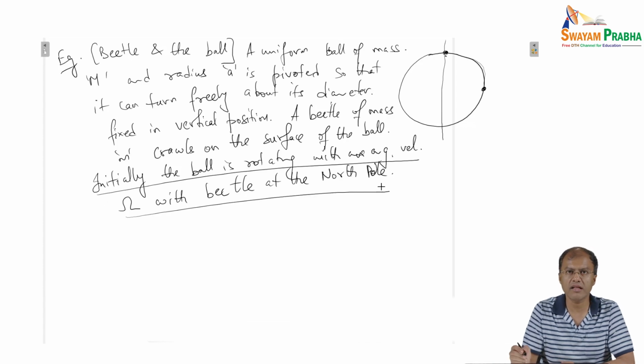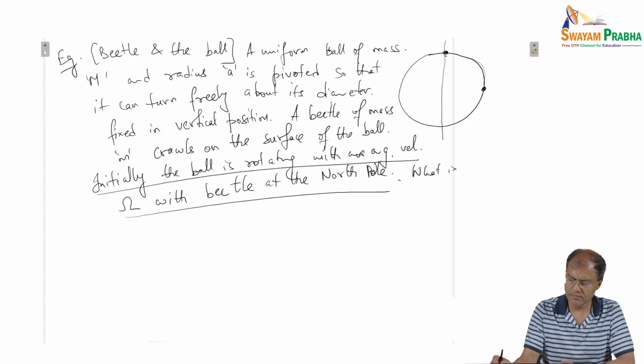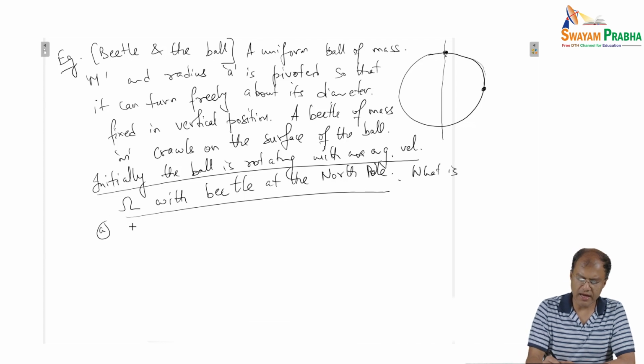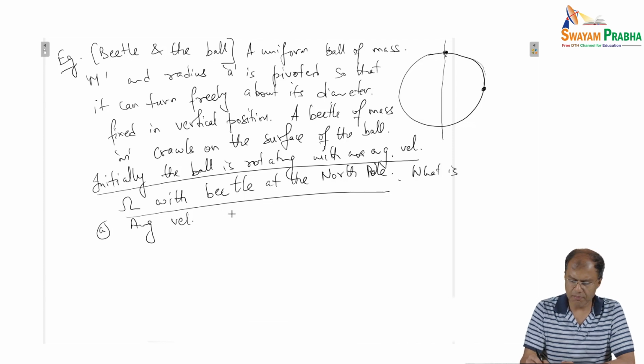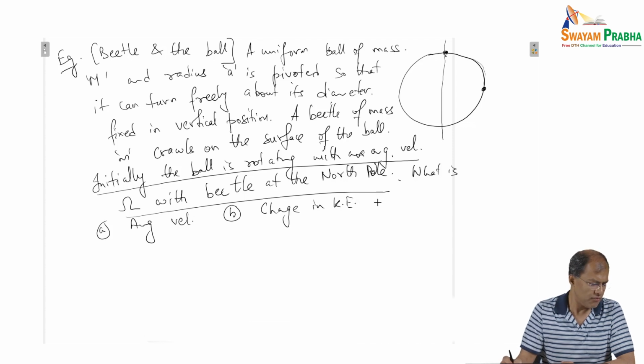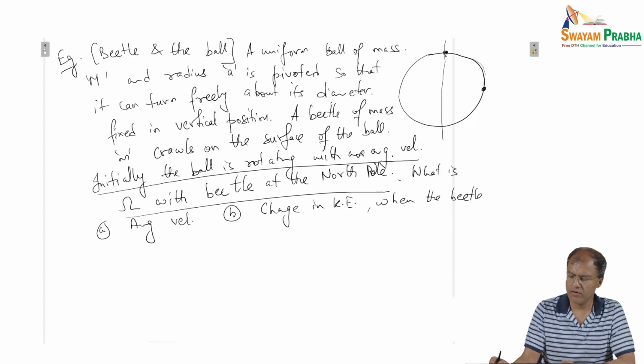This statement is completely the initial condition, and then we have to find, part A, the angular velocity, and part B, the change in the kinetic energy, when the beetle walks down the equator.